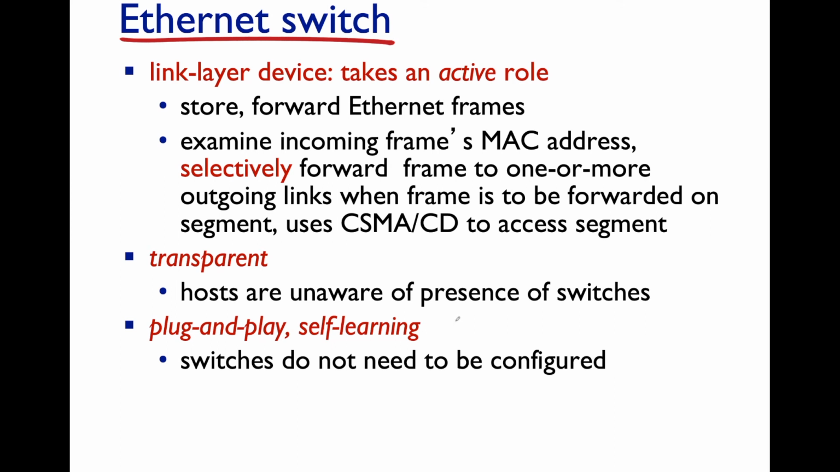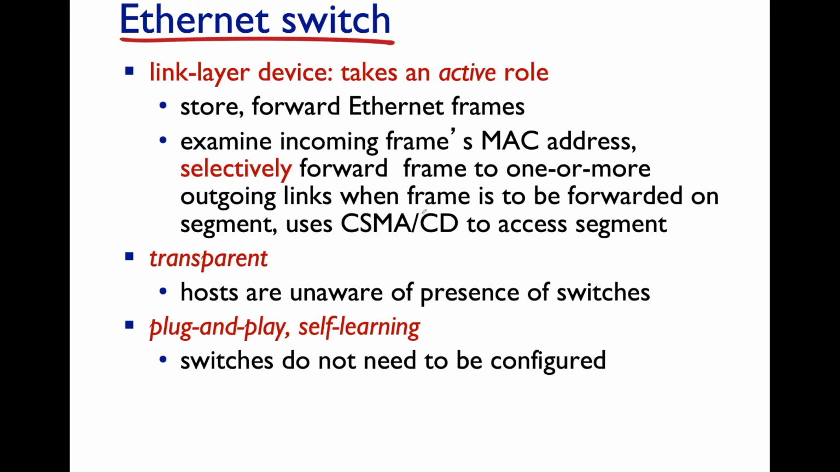They have no idea that the link layer switch is there. So what does this switch do? Well, it examines all of the incoming frames, and it looks at the MAC address and does selective forwarding from one incoming link, an ingress link, to some egress link, some outgoing link. And it does that when a frame is to be forwarded on a particular spoke in that star topology.